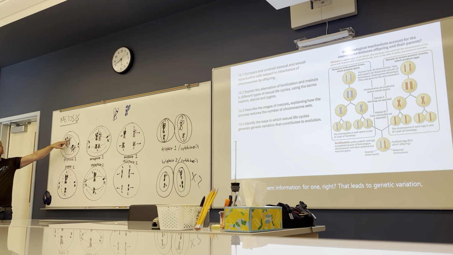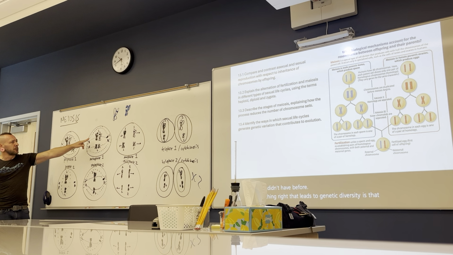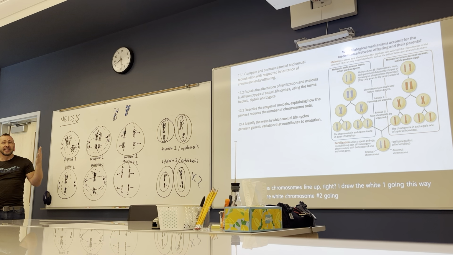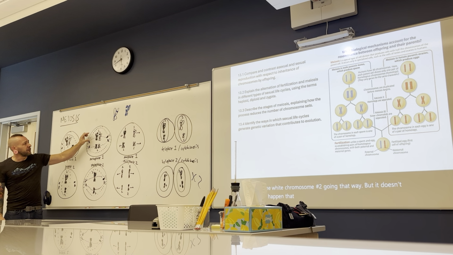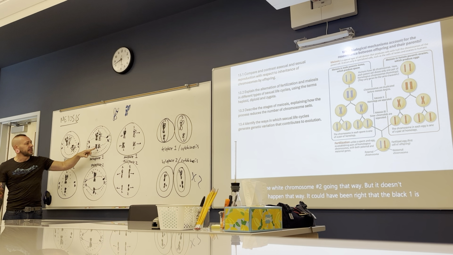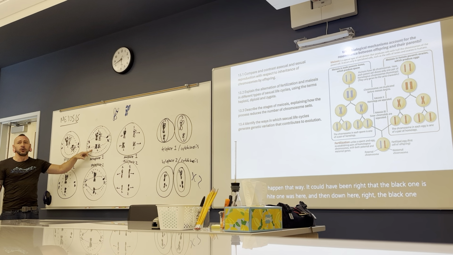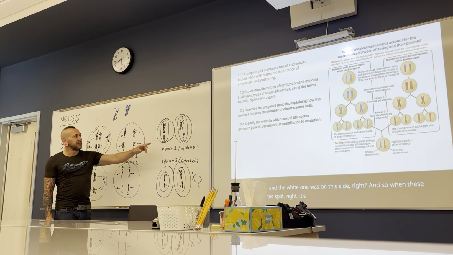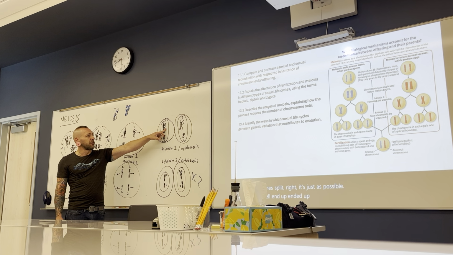This chromosome might have gotten new alleles of that gene that it didn't have before. This chromosome also might have new alleles of genes that it didn't have before. The other thing that leads to genetic diversity is that when these homologous chromosomes line up, I drew the white one going this way and the white chromosome number 2 going that way, but it doesn't necessarily happen that way. It could have been that the black one was here and the white one was here, and then down here the black one was on this side and the white one was on this side. So when these chromosomes split, it's just as possible that this cell ended up with one version of chromosome 1 and the other version of chromosome 2, and vice versa.